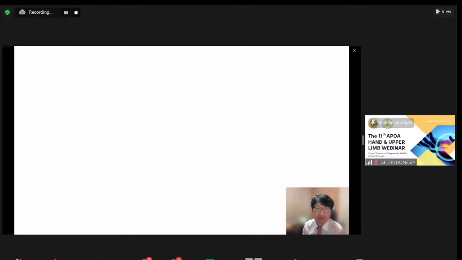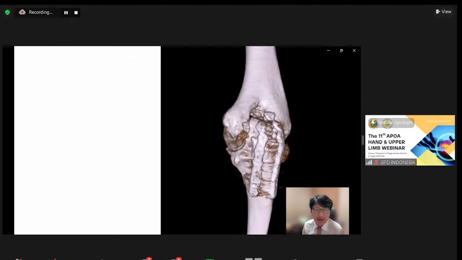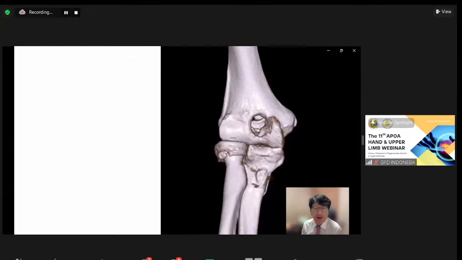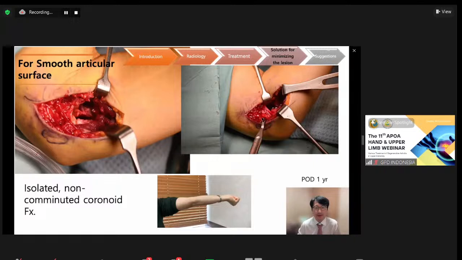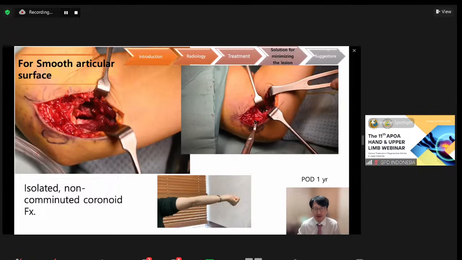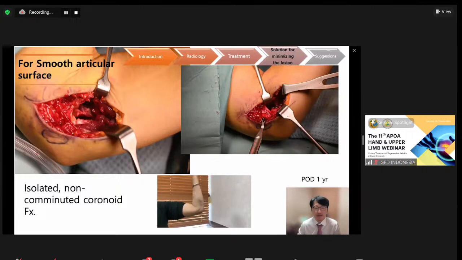After the surgery, the fracture is well united and the penetrated hole is also well maintained. I would like to talk about the isolated non-comminuted coronoid fracture. I did my best for precise, perfect reduction and always checked full range of motion during surgery, so that we finally can get full range of motion at clinic even 1 year later.